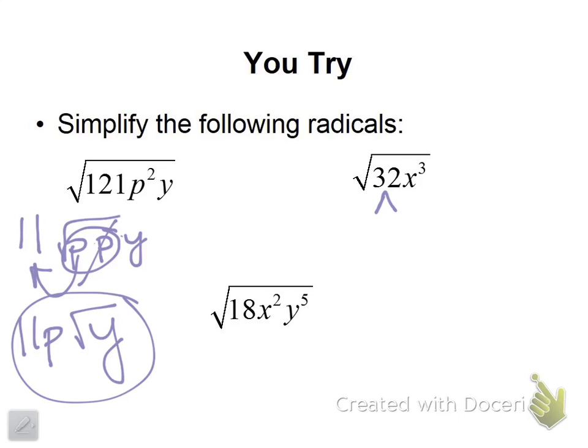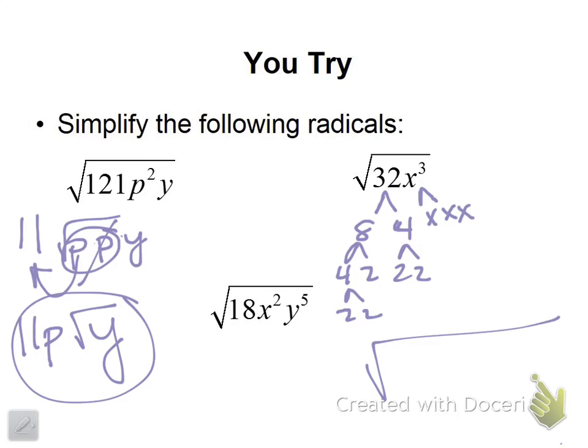Okay, this next one, I can do 8 times 4, oops. So 2 times 2, 4 and 2, and 2 and 2. And then I'm going to have 3 x's on this one, because it's x cubed, which means I have 3 x's. So I'm going to have 2 times 2 times 2 times 2 times 2 times 2. There's 1, 2, 3, 4, 5. And then my 3 x's.